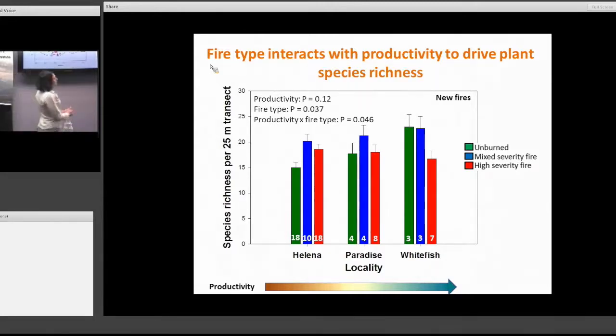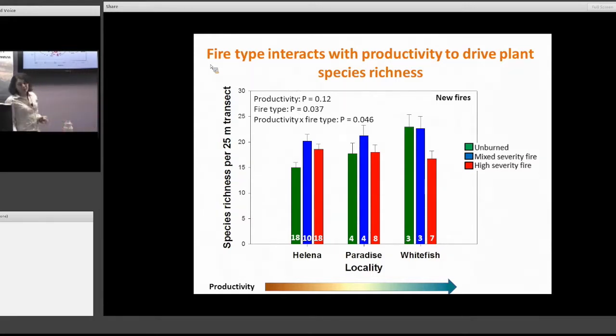If we look at these same data but look at species composition in ordination space, each of these dots is a transect. Dots that are closer together have more similar species composition than those that are away from each other. You can see right off the bat that Helena has quite different species composition compared to the other 2 sites. You can also see that within a locality, the fire types cluster together. So high severity fire clusters, as does mixed severity and unburned within a locality.